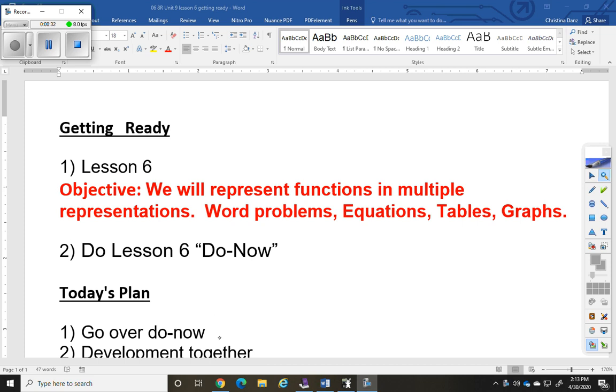We will go over the do now together, and I'll do the development with you. And then for homework, you're going to be doing the 4 questions that are just like these questions in the video. So take really good notes so that you're ready for your test when it comes.